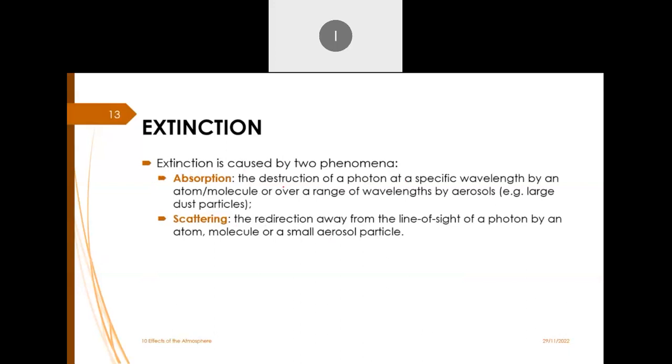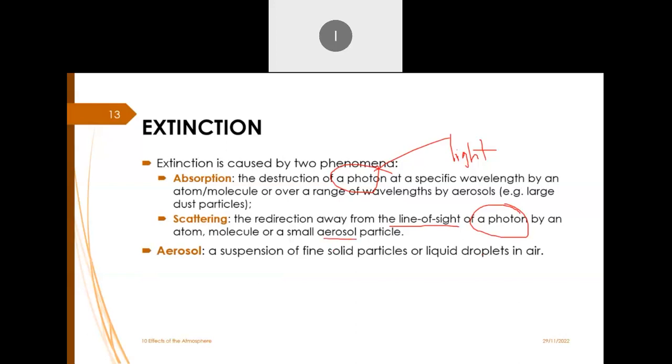So what is absorption? It is the destruction of a photon at a specific wavelength by an atom or molecule, or even a range of wavelengths by aerosol. Scattering is the redirection of a photon away from the line of sight. Both are talking about the photon, which refers to light. So scattering is the redirection away from the line of sight of a photon by an atom, molecule, or a small aerosol particle. So what is aerosol? Aerosol is a suspension of fine solid particles or liquid droplets in air.